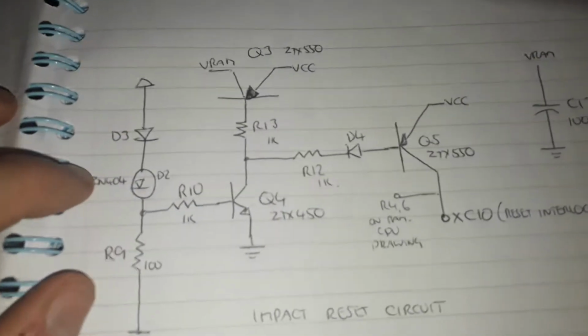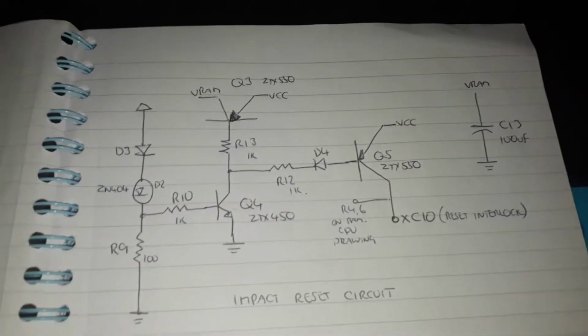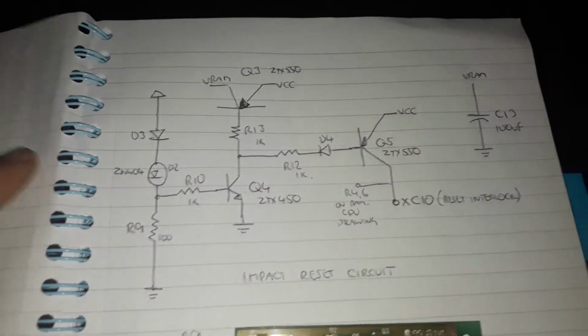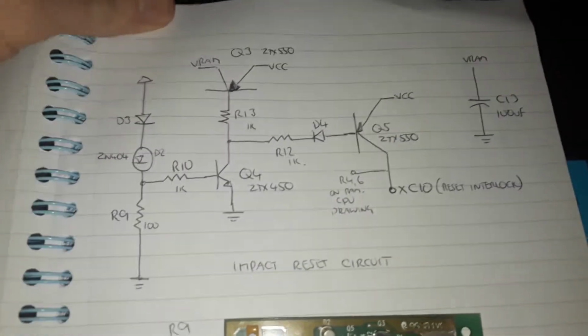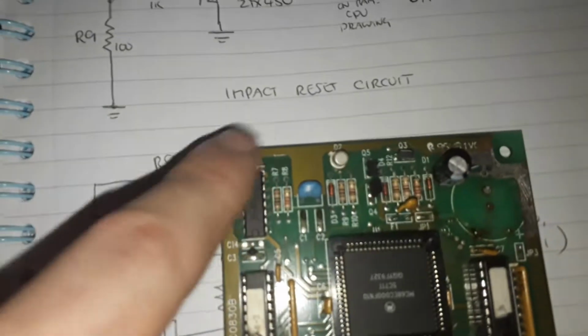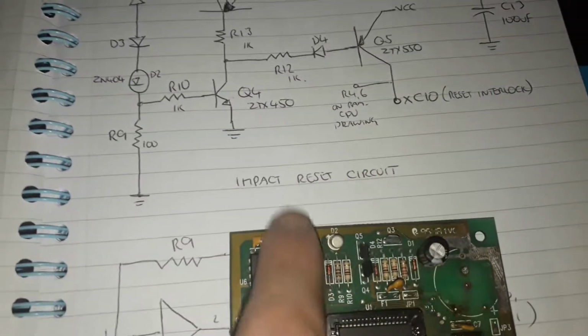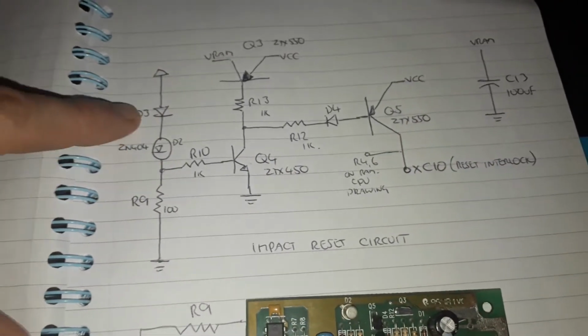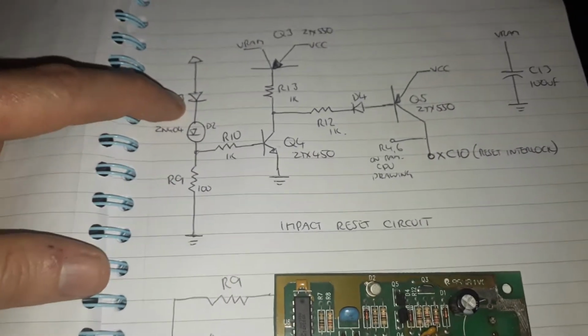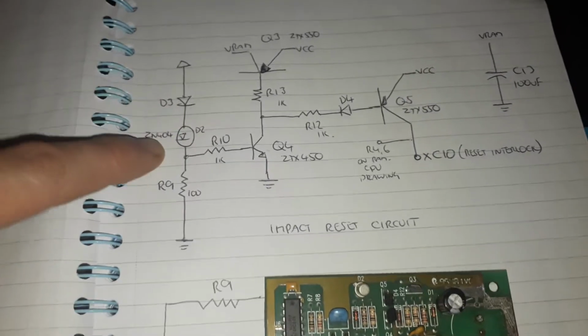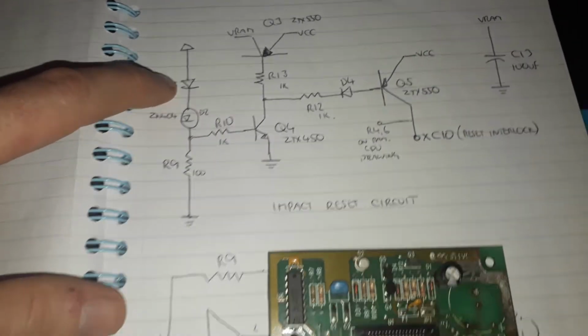Now the reset circuit. I drew this before, a few weeks ago, but I made a couple of mistakes, so I drew it again. That there is this. You've got D3, which is a voltage limiter diode. It just drops the voltage a wee bit.